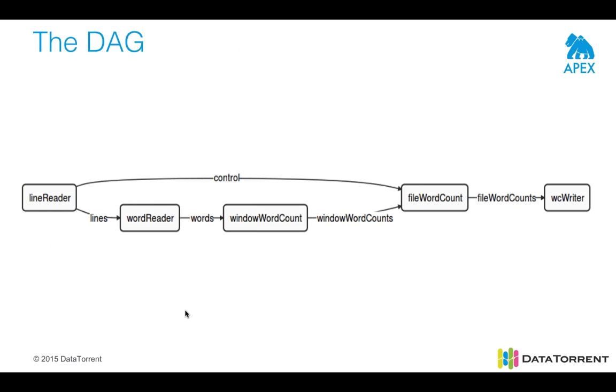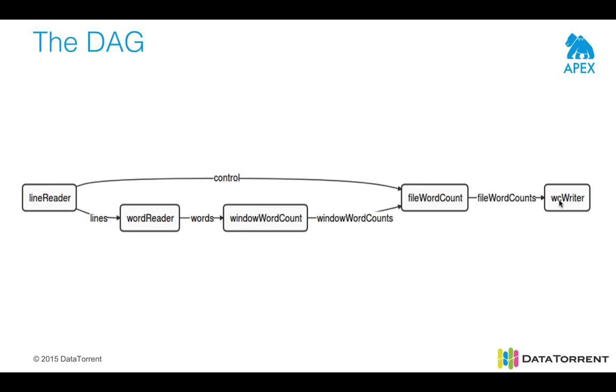Here's the DAG that shows you the 5 operators we just talked about and how they're connected. So the line reader sends lines to the word reader, which sends words to the window word count, which sends word frequencies to the file word count, which sends the final results to WC Writer, which then writes the results to a file.